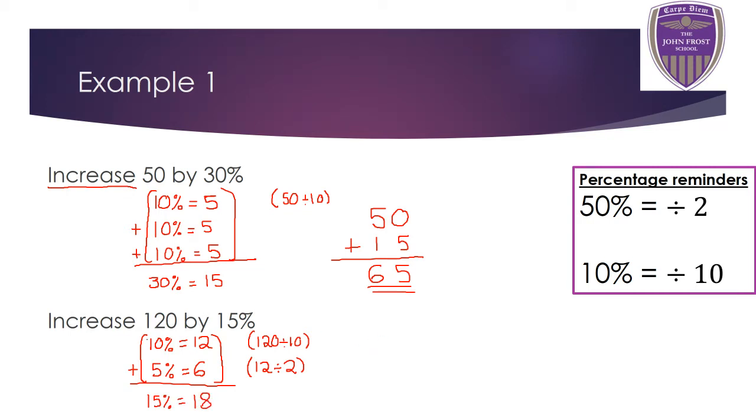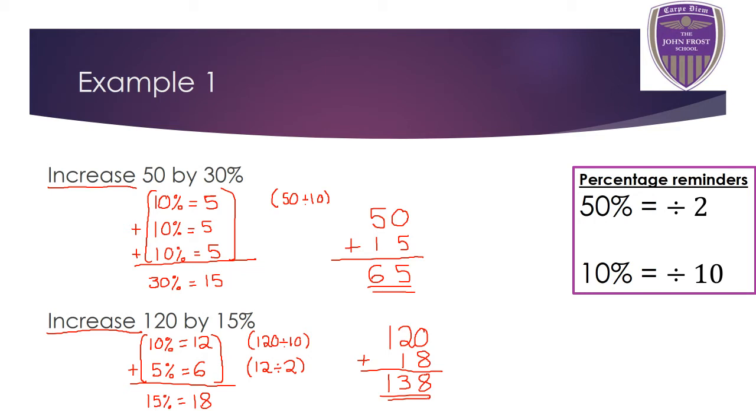Again, to finally answer this question, because remember we're increasing by 15%, start off with our original number, 120. We're going to add 18 to it. 0 plus 8 is 8. 2 plus 1 is 3. And 1 and nothing is 1. So when I increase 120 by 15%, I get 138.